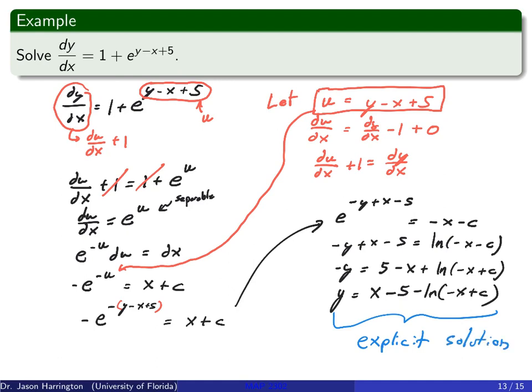Right? It's written in y, and I can just plug in numbers for x and figure out what y is. Here, if I just left it like this, that's called an implicit solution. I can't just start slapping in things and expect things to pop out. If I slap in x's, I still have to do a lot of manipulation to figure out what the y is. So that's the difference between an implicit and explicit solution.